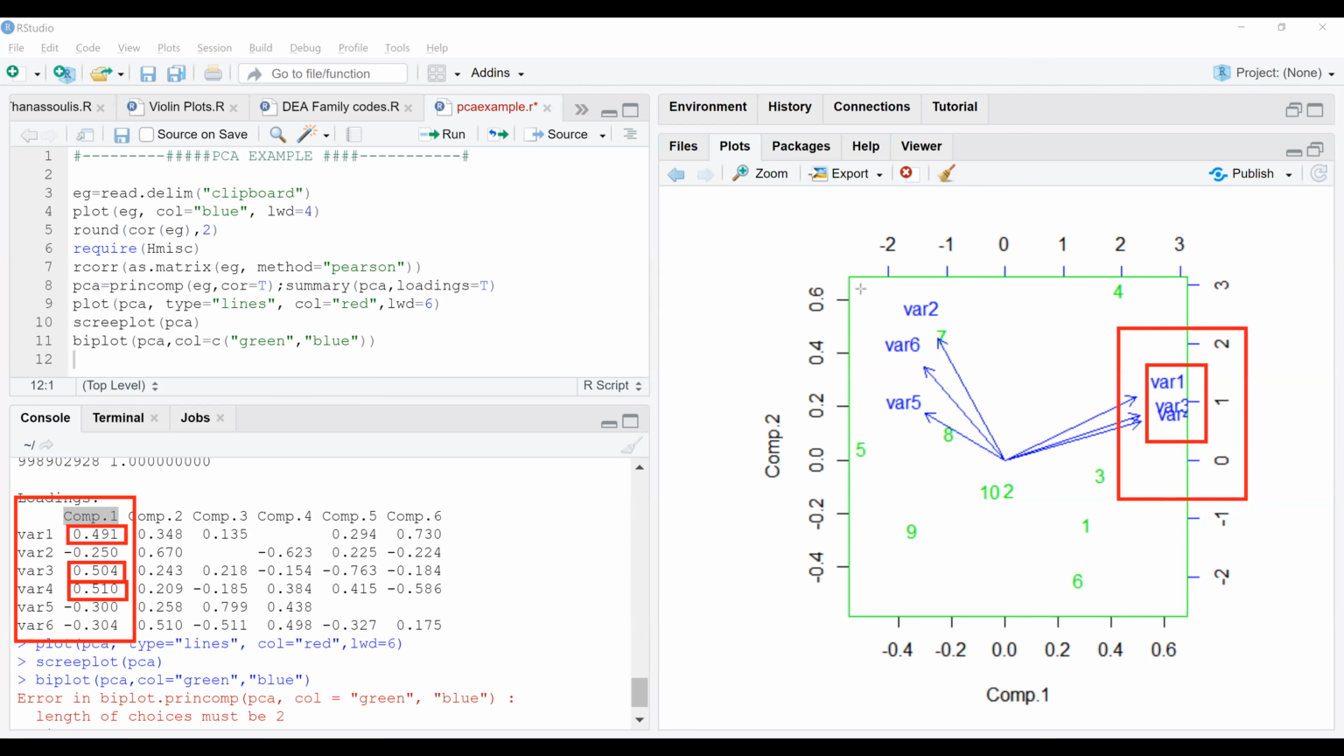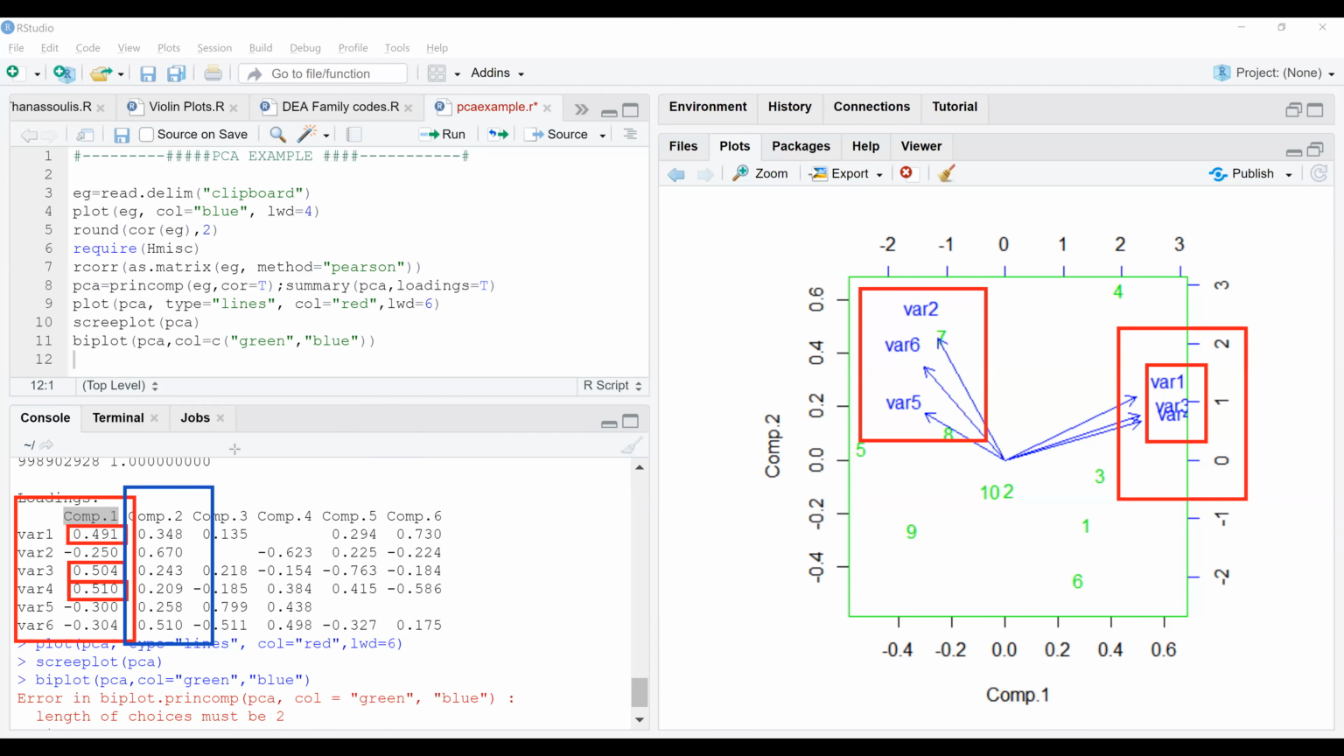Component 2, we believe that this one here is component 2. Which variables are there? Come to the loadings. Now let's see component 2. So this is component 2 here. And when you look at component 2, which variables are we expecting?